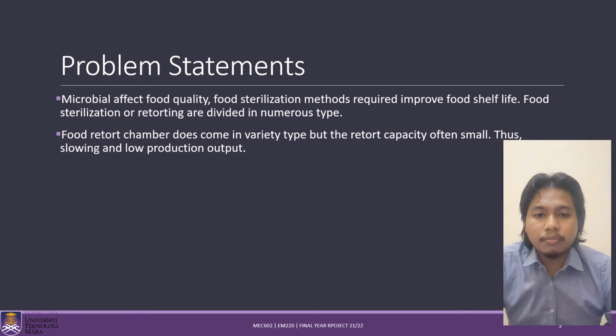Before we go to the project background, I will tell you about the problem statement of this project. Food sterilization or food retort is a process that is needed to extend the food shelf life. It is a process where it kills bacteria, so the bacteria will not spoil the food faster than it should be. But there are many types of retort chamber in the market, but most of them come in a small size, so it affects the retort volume per time. Thus, the production output also can be low and slow.